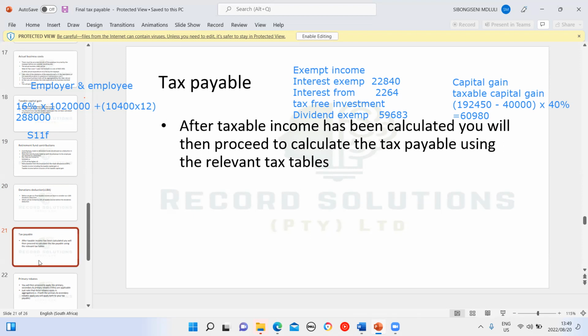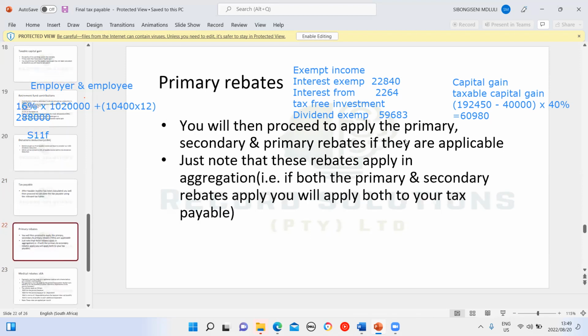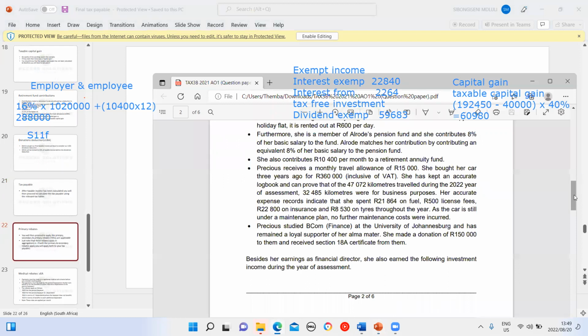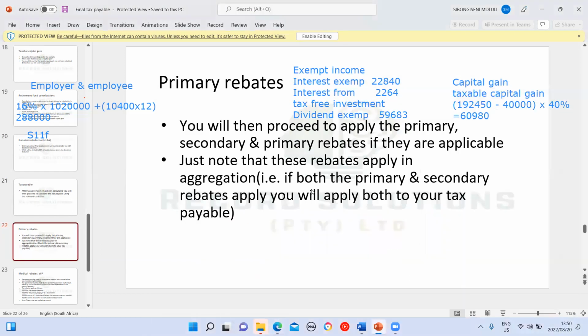So remember, after the tax tables, you consider a primary rebate. Remember that I said it is applied in aggregation. So let's check Precious' age in this case. I remember that she was 46. So she's under the age of 65, so only the primary rebate will apply to her.